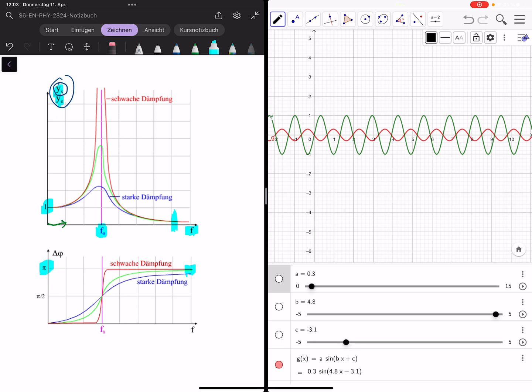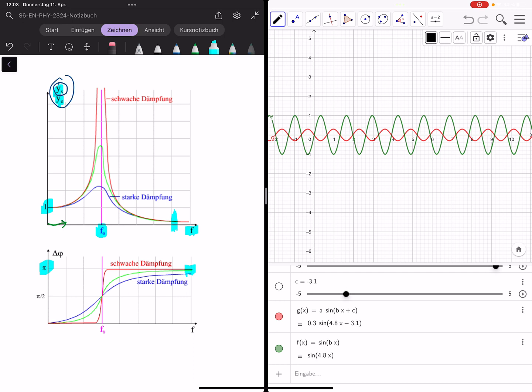So very down here you see the 0.3 sine. The 0.3 is the amplitude, 4.8 is the factor that determines the frequency, and the 3.1 is shifting the curve to the right, and is responsible then in our model for the phase difference. The phase is 0 for the first graph, and the difference can be put into the model by adding just a number here.